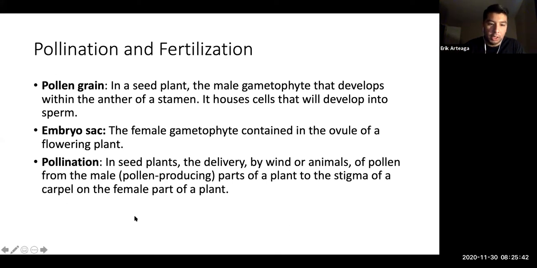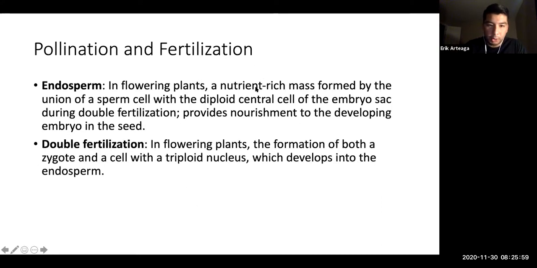Pollination in seed plants is the delivery by wind or animals of pollen from the male pollen-producing parts of the plant to the stigma of the carpel on the female part of the plant. So again, the stigma is going to be housing that ovule or that ovum. Endosperm in flowering plants is a nutrient-rich mass formed by the union of the sperm cell with the diploid central cell of the embryo sac during double fertilization. It provides nourishment to the developing embryo in the seed. So endosperm, again, is going to be giving that seed or that fruit nourishment during the growth.